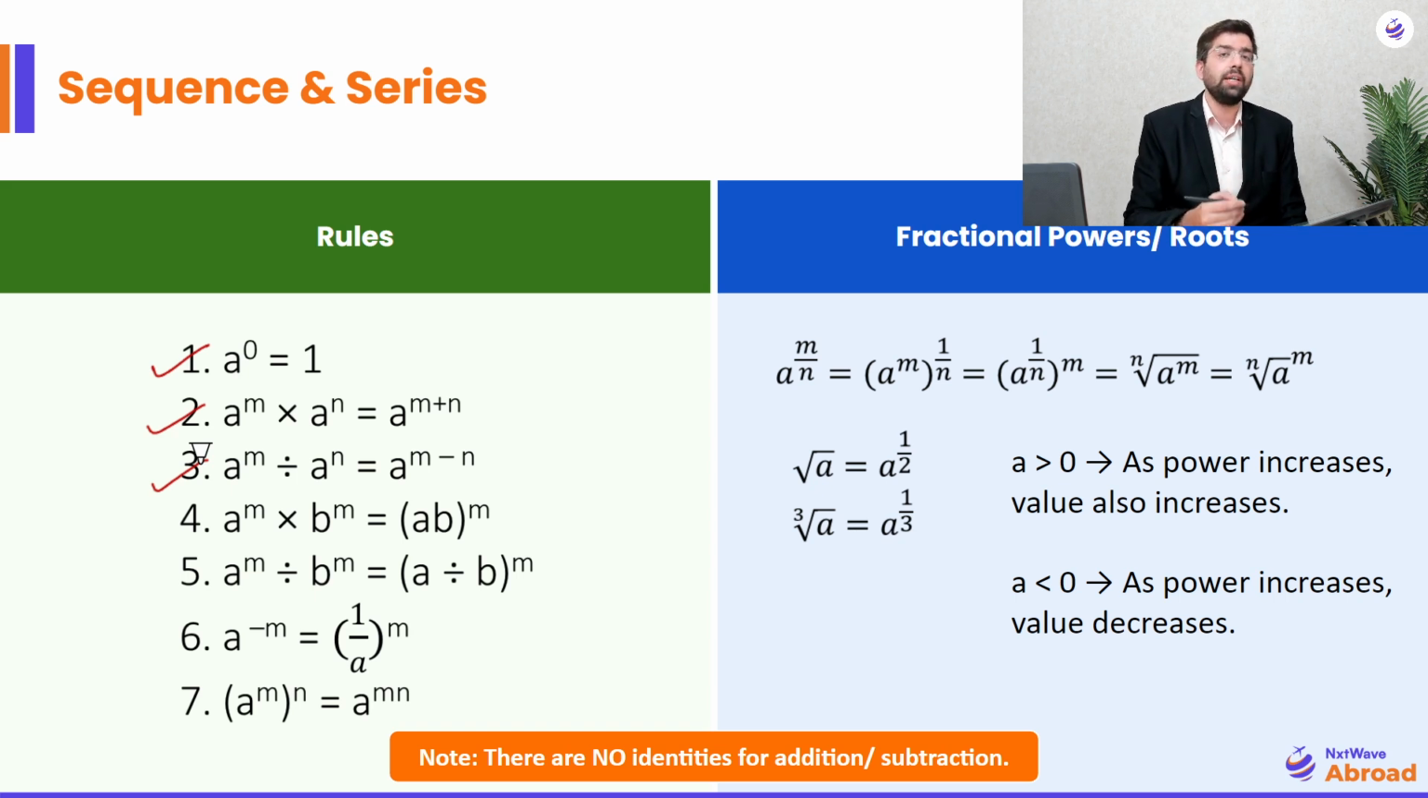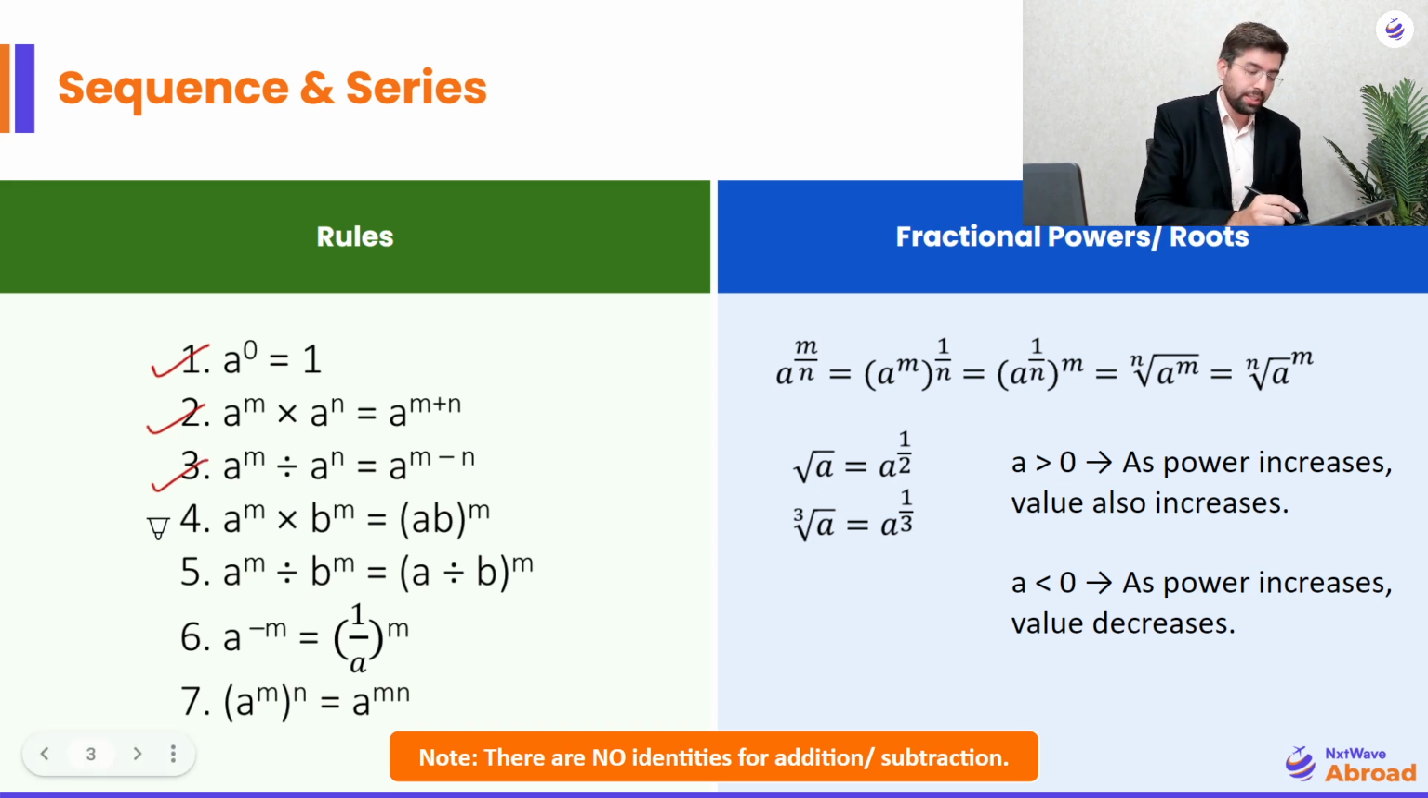For a raised to power m into b raised to power m, here the bases are different but the powers are same. Then we can multiply the bases together and then raise to the power. So ab whole raised to power m. Same goes with division also. If the powers are same, a raised to power m divided by b raised to power m, we will get a divided by b whole raised to power m.